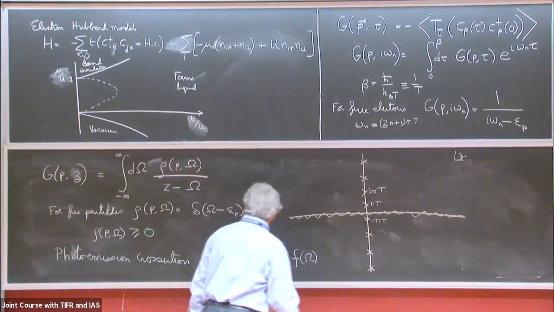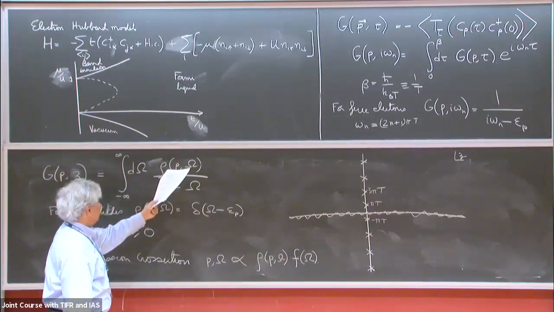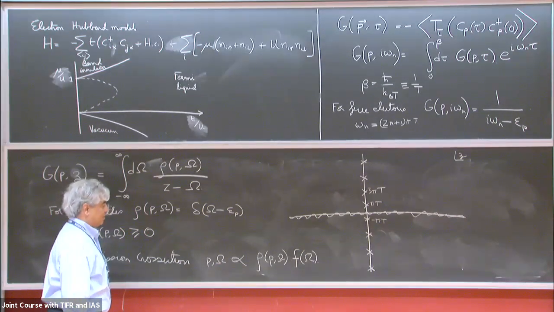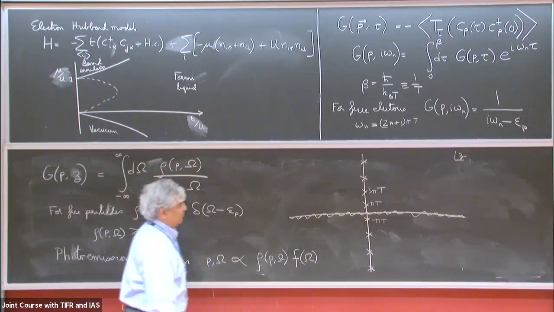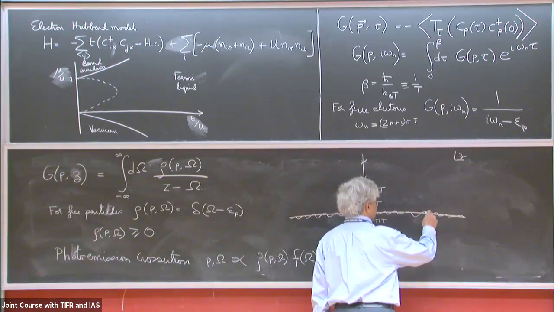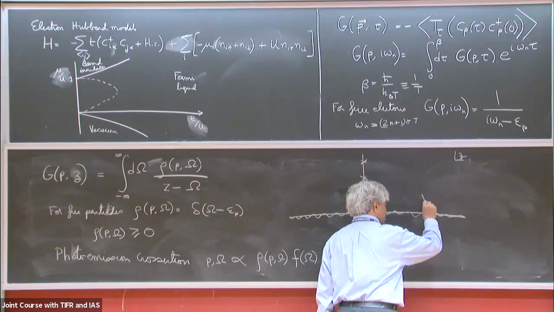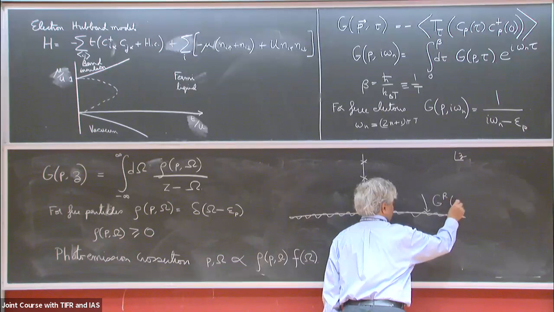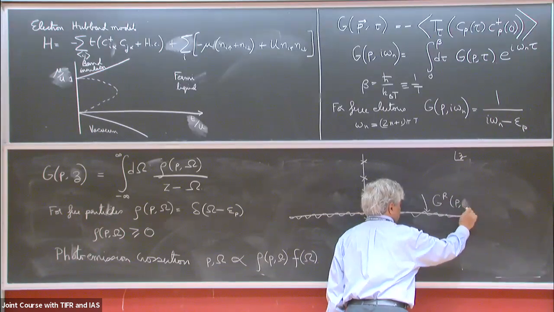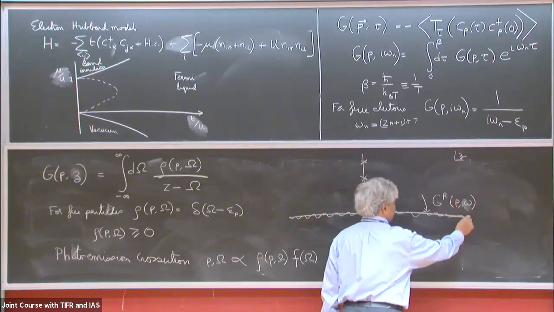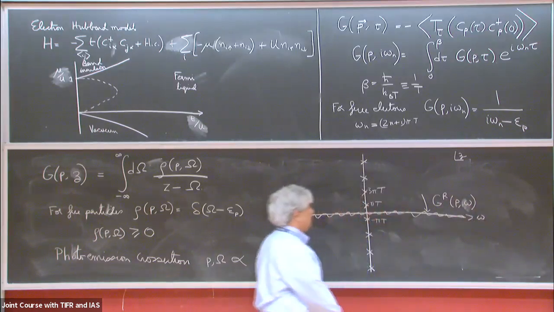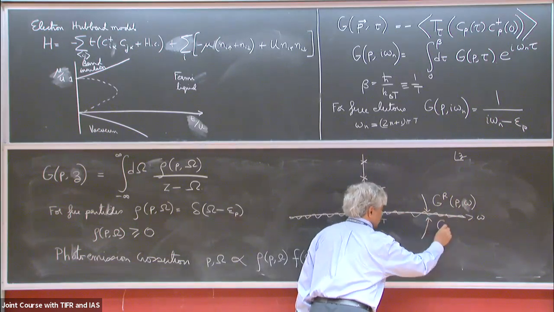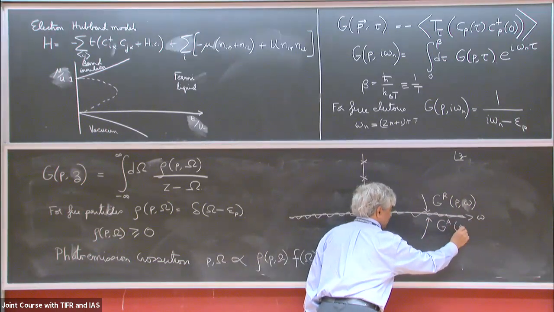So the quantity that you want to measure is, say, this quantity, rho of p and omega, because it appears directly in the photo emission cross section. And it's related to a function that you can define over here, just above the branch cut, which is called the retarded Green's function. It's usually given omega. So this axis here is the omega axis. And similarly, when you come from below the axis, this is the advanced Green's function.